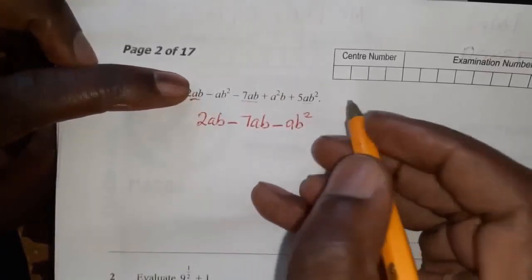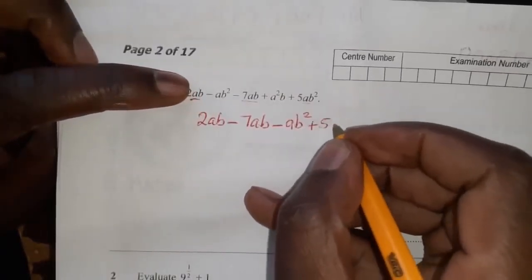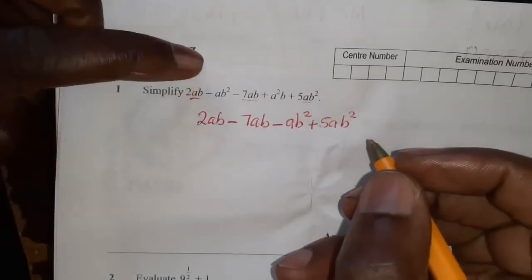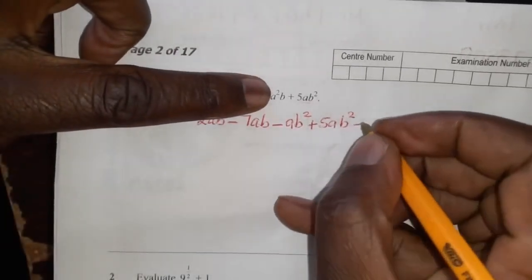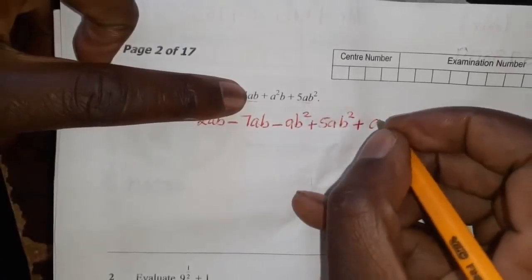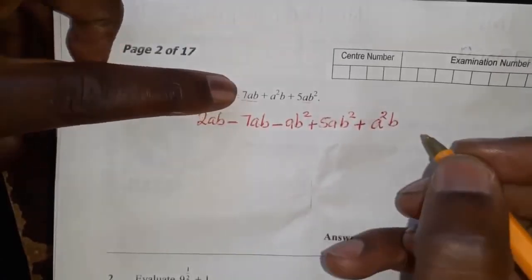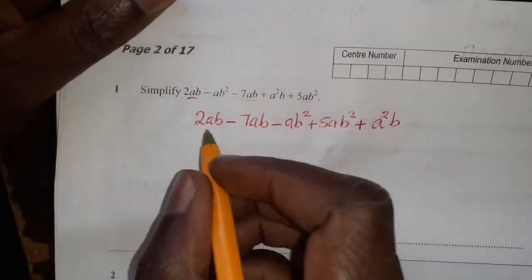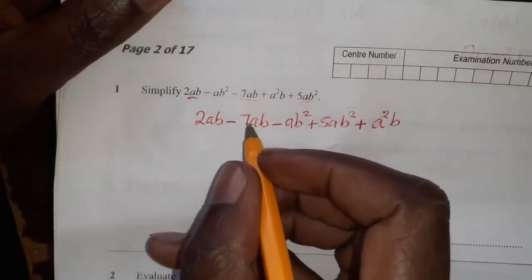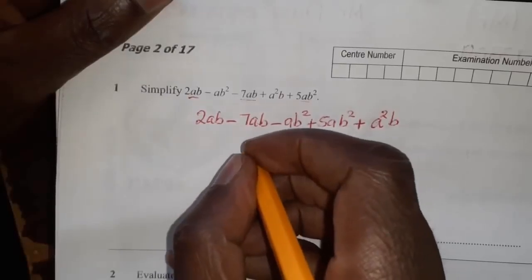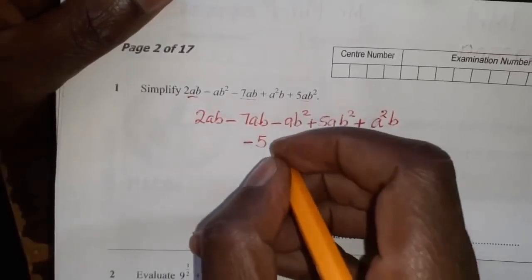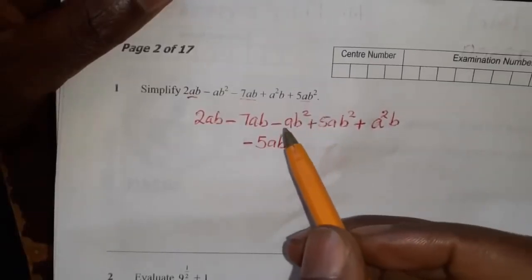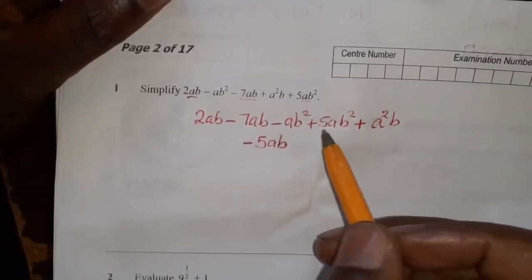Then we get this one here, which is minus ab squared, which is a like term to this one here, plus 5ab squared. Don't forget, we still have this one here, which is plus a squared b. Now we simplify: 2ab minus 7ab gives us negative 5ab.